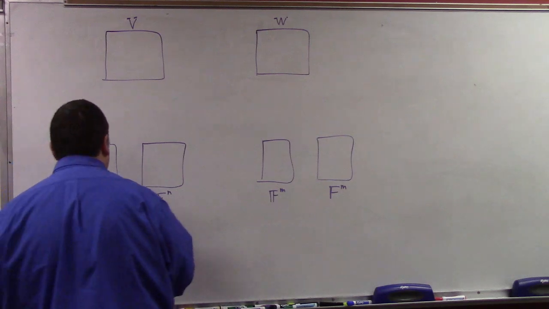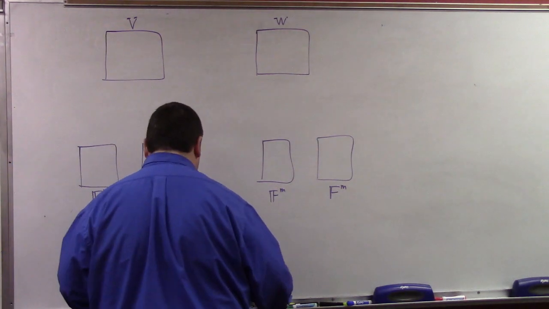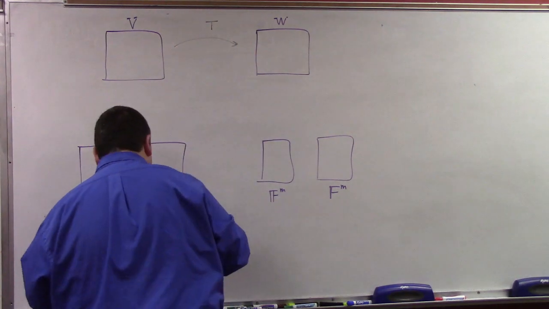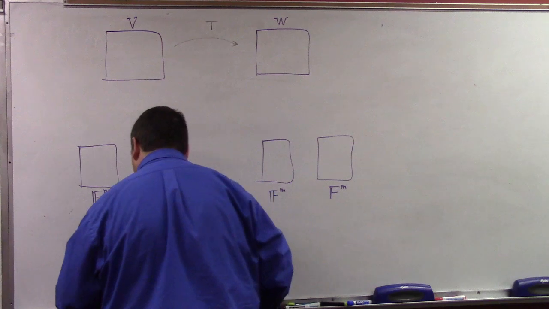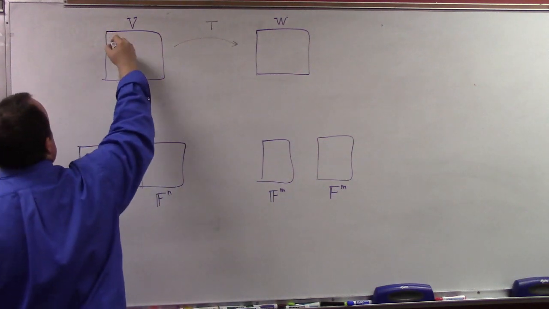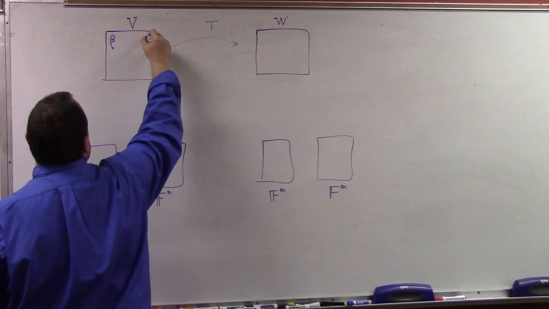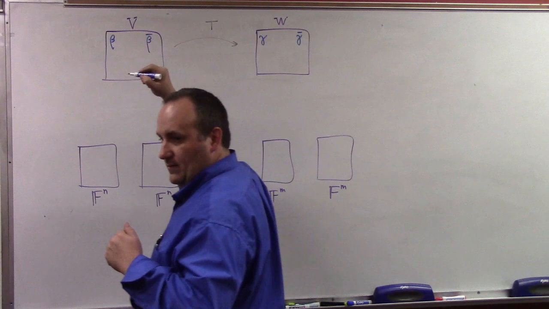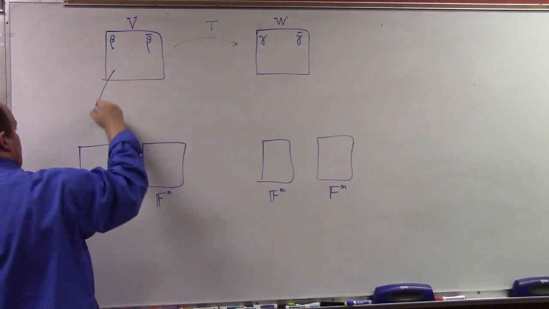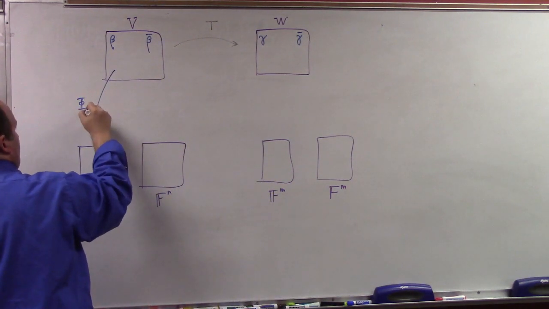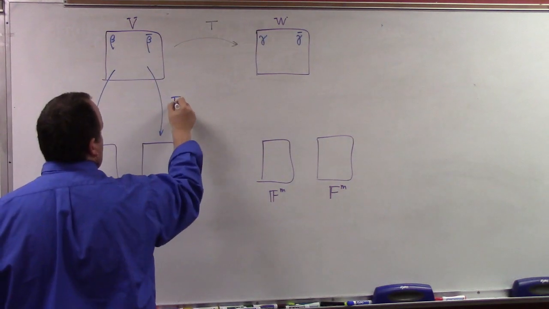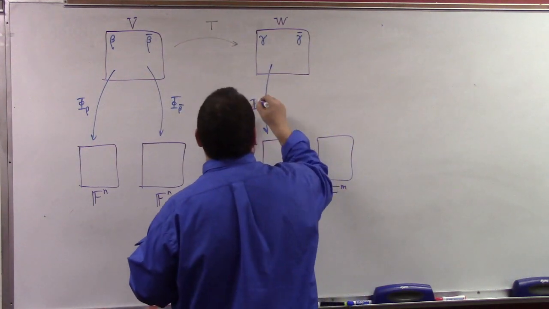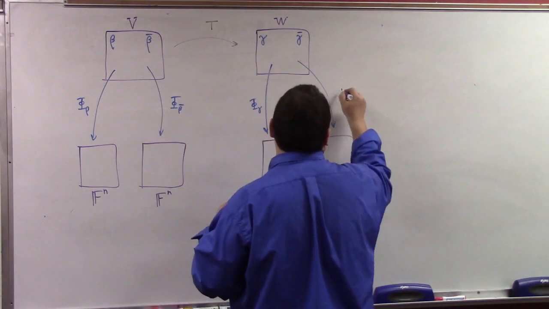We've got our mapping up here, T, and I'm going to suppose that we have 2 different bases. We've got basis beta and basis beta bar, basis gamma, and also basis gamma bar. Okay? And so we've got, for example, phi beta, phi beta bar, phi gamma, phi gamma bar.